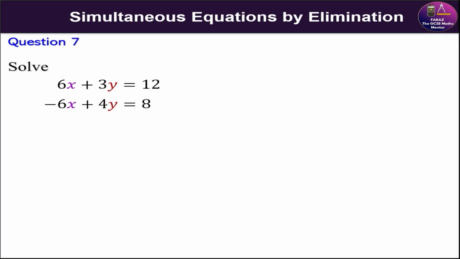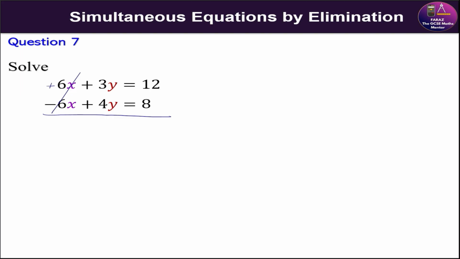Question number 7. 6x plus 3y equals 12, minus 6x plus 4y equals 8. Alright, to do it, again we have to do the elimination by means of addition. And why? Because the coefficient of x in both equations is the same, and one is with a positive sign and the other one is with a negative sign. So plus 6x minus 6x cancel with each other. You don't need to change the sign. It will cancel each other.